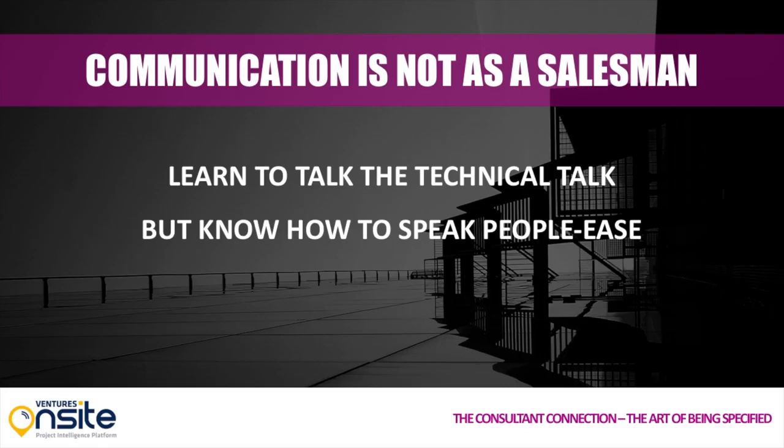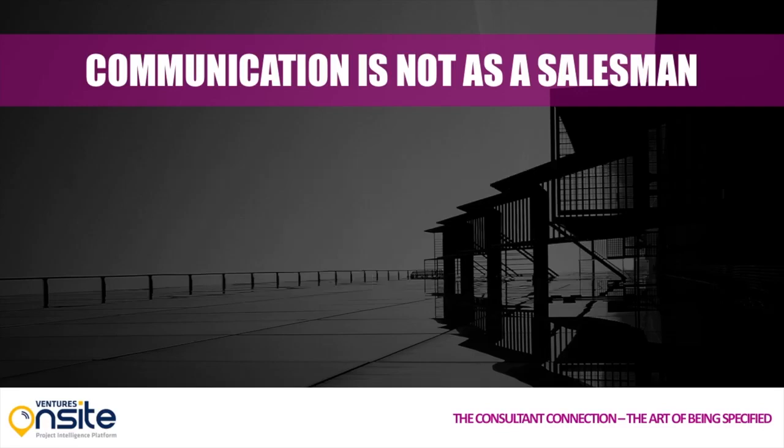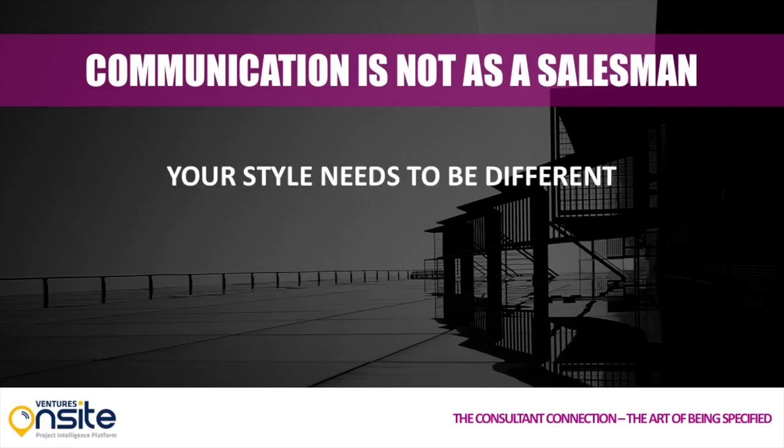Now, at the time, this was very difficult for me to hear these comments, but it was really good advice that I've never forgotten. It's the same in reverse for a salesman who needs to be more technical. But if you can find the right combination of both technical and sales, you'll be a powerful communicator. Sometimes it's difficult to change from one hat to the other, technical and sales, but if you can learn to wear both hats, being able to provide the technical talk as well as the people-ease style of communication, then you'll be very successful. As an architectural representative, your communication style then needs to be completely different.